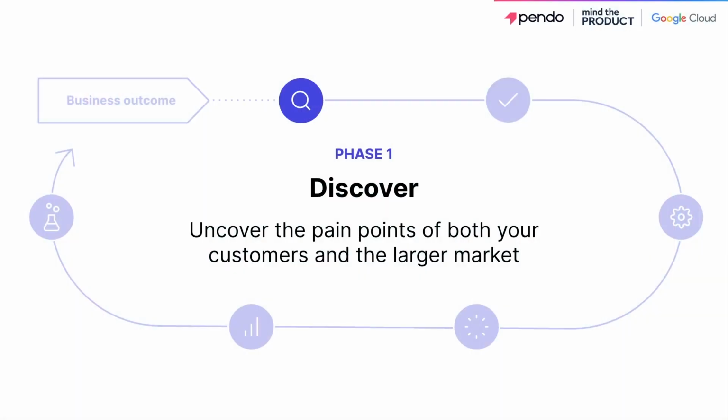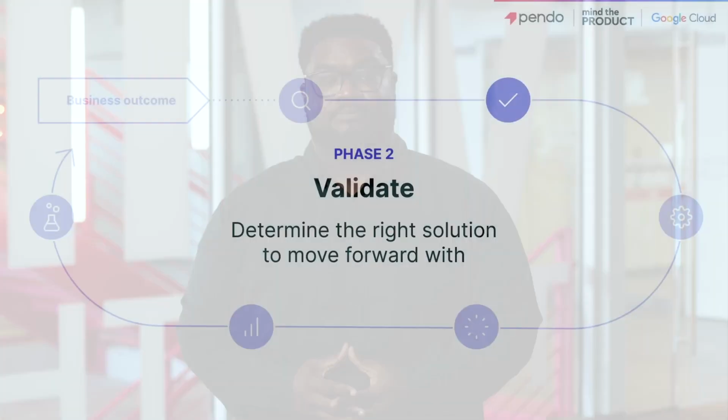From there, phase 1 is discover. Once you've identified the outcome you're looking to achieve, the next step is to understand the problems that are standing in the way of achieving it. You'll dig into questions like, what's preventing customers from retaining at a higher rate? What's blocking adoption? What do users need in order to be more successful? In this first phase, you'll uncover and understand the pain points of both your customers and the larger market.